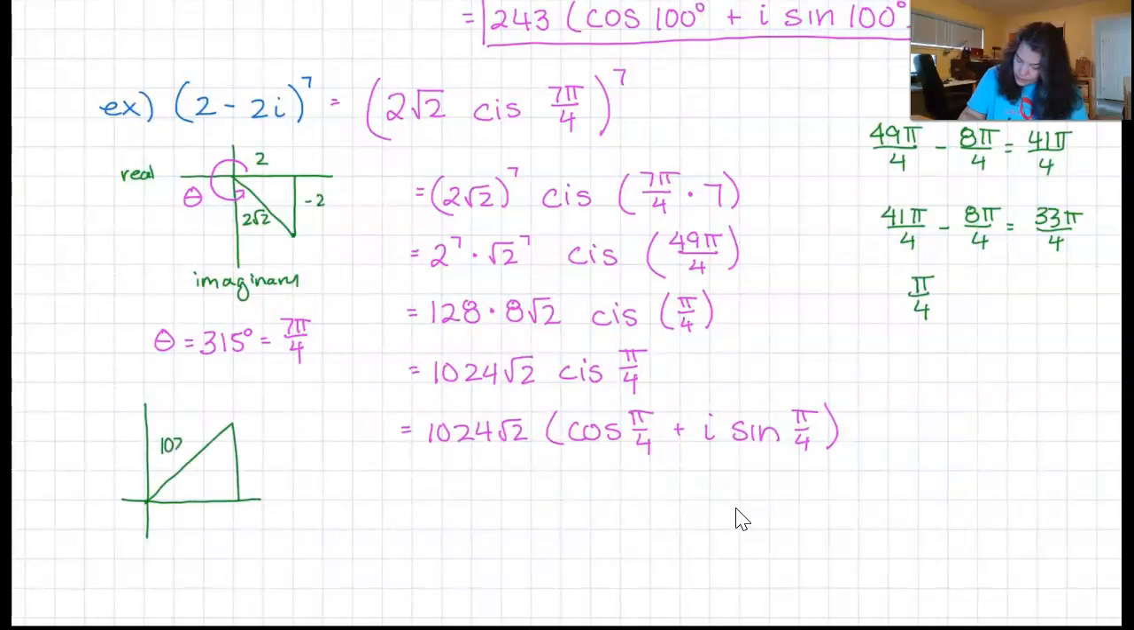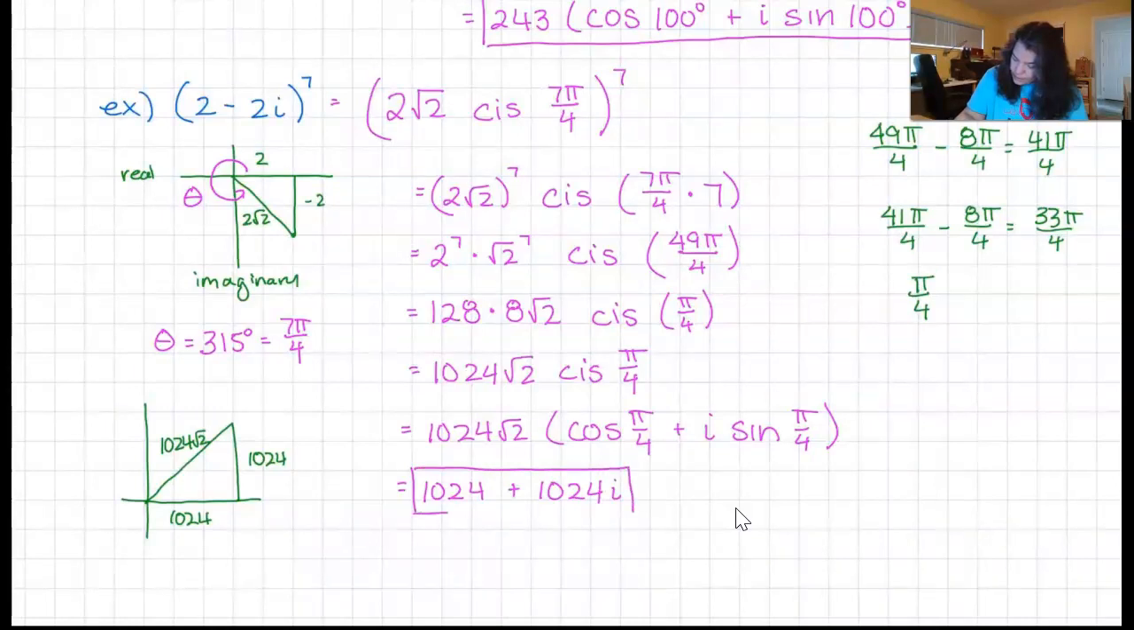r is 1024√2, which means these sides are 1024. And so, if we put it back in standard form, since that's how our original was given, it is 1024 plus 1024i. And you're done. It took a little bit of work because we had to convert first to trig form. Then we could work with it there. And then we had to convert it back to standard.